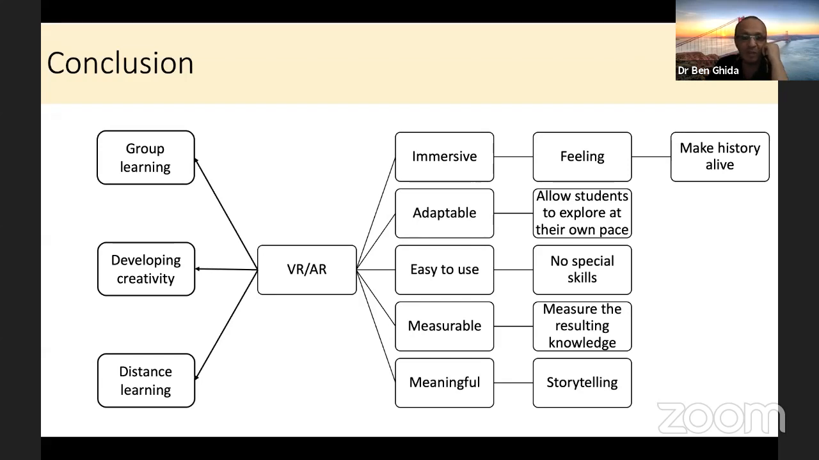At the same time, we can use it for group learning, and it enhances the creativity of the students. And more importantly, we can use it for distance learning. This could be a very good solution for what we are facing now with the international pandemic, when we are teaching from home. This could be a perfect tool to teach students a boring class and make it much more interesting.